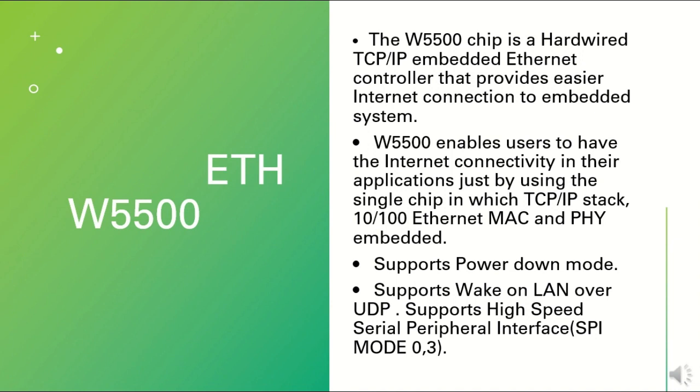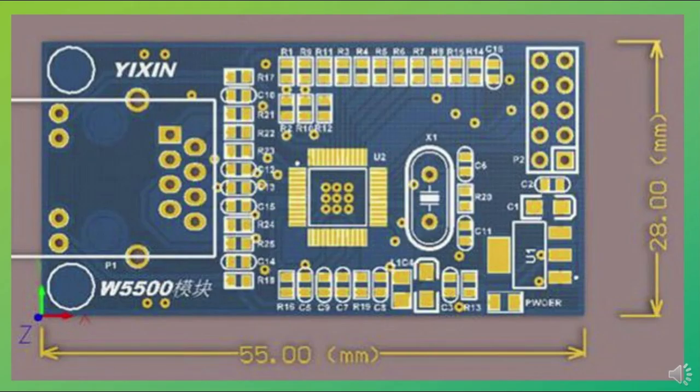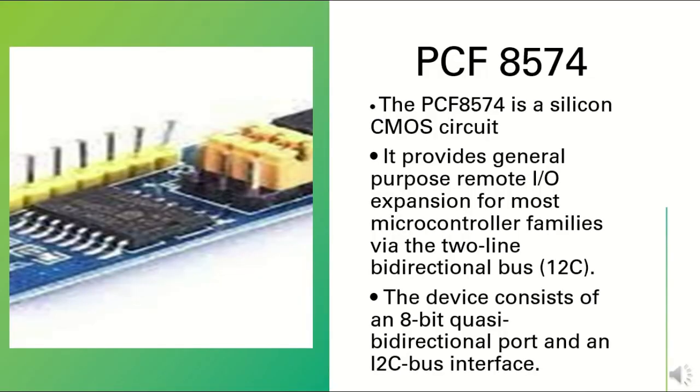Now here is the Ethernet W5500, a hardwired TCP/IP embedded Ethernet controller that provides easier internet connection to embedded systems. It supports power down mode and wake up on LAN over UDP. Here is the overview. Here is the CMOS circuit of PCF8574. It provides general purpose remote input-output expansion for most microcontroller families via the two-line bidirectional bus. The device consists of an 8-bit quasi-bidirectional port and an I2C-bus interface.